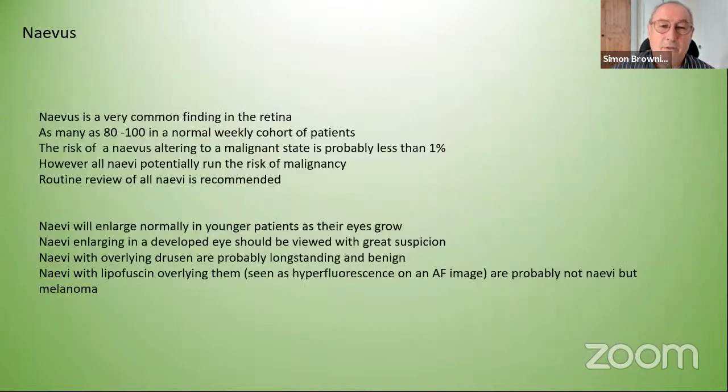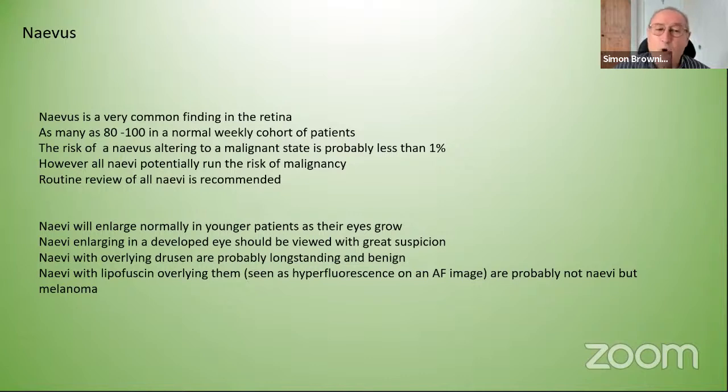Now, one of the big things here, nevus. When is a nevus, and when is it something nastier than that? Again, in studies that have been done, it's normal to see as many as 80 to 100 nevi in a week. And that's not unusual at all. The risk of a nevus altering to a malignant state is low. Various figures, 1 in 8,000, 1 in 9,000. As you get older, it becomes far more prevalent.